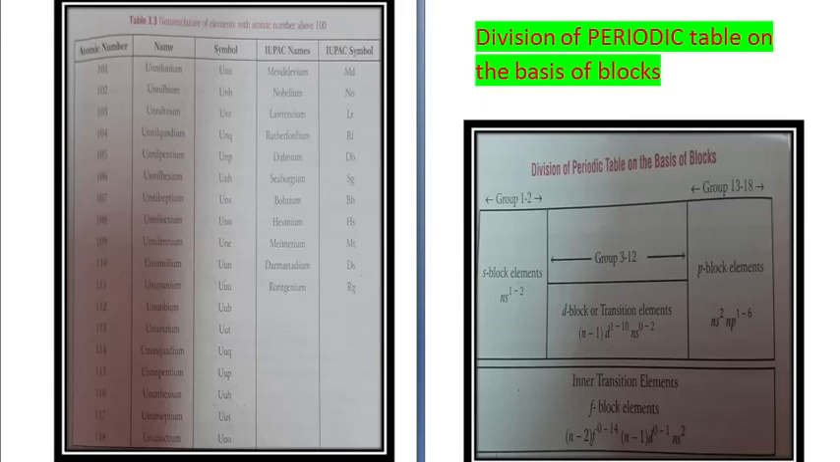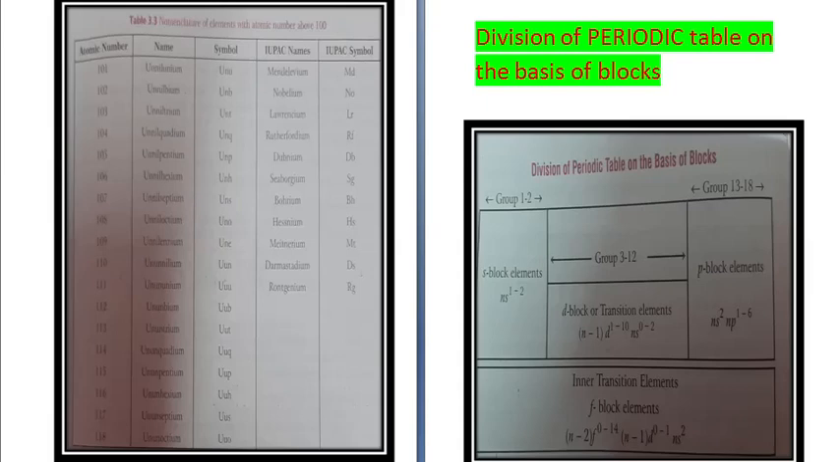Suppose we take 105. For 1 the numerical root is un, for 0 nil, and for 5 pent. So you get the name un, nil, pent, then you have to add ium to it: unnilpentium. The symbol will be Unp: u from un, n from nil, and p from pent. So the symbol will be Unp. Very simple. Okay, let us take another example.